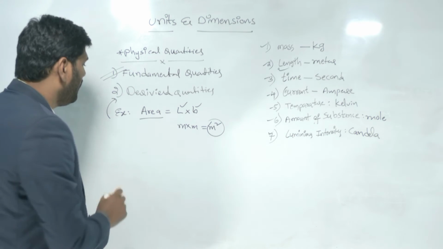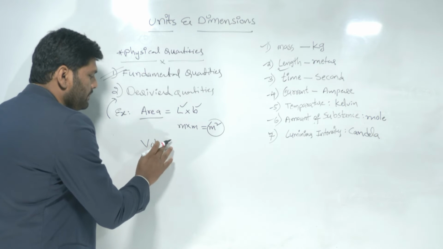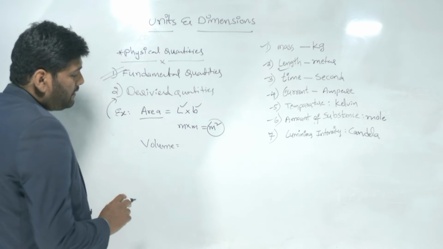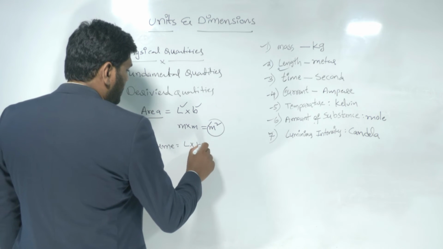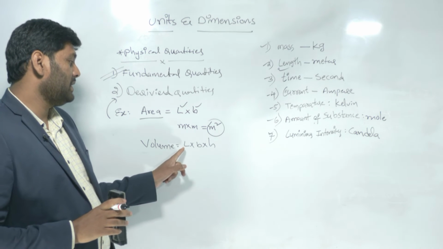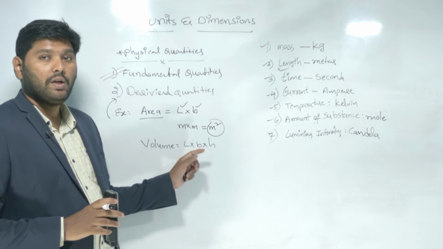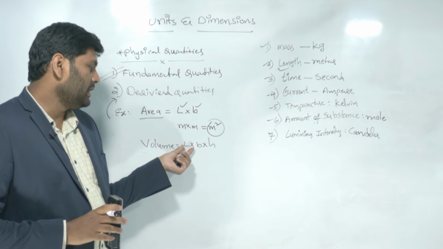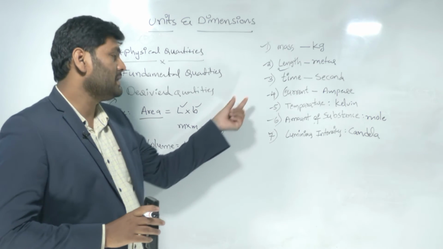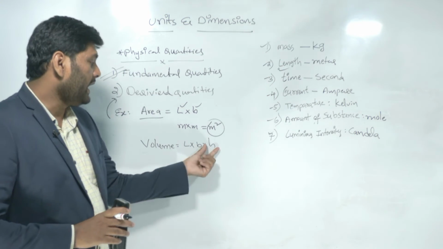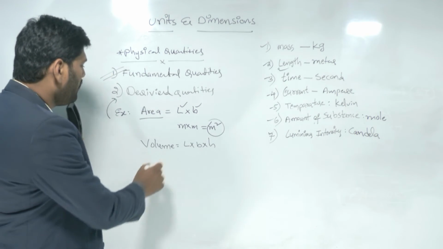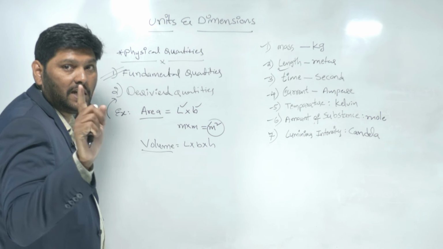And coming to volume, one more example I am giving. Volume is nothing but length into breadth into height, isn't it? Yes, it is right. Volume is nothing but length into breadth into height. Length is what kind of quantity? Fundamental quantity. Breadth is also length only, a fundamental quantity. Height is also length only, that is also a fundamental quantity. So here volume, indirectly, is a derived quantity.